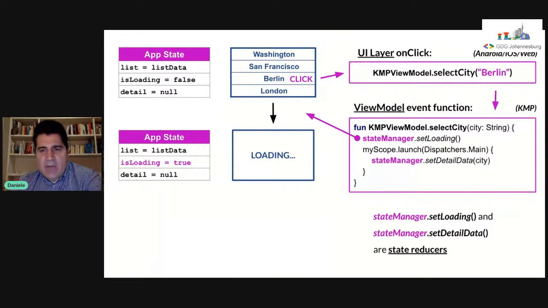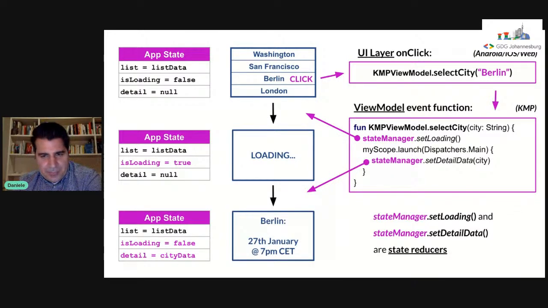And then inside our event function, we trigger asynchronously, we just launch a coroutine, and asynchronously we load the data from the repository, which is inside this set details data. Once this state reducer is executed, it sets the new data to a new element and then reverts the is loading flag so that we are not showing that loading screen anymore.